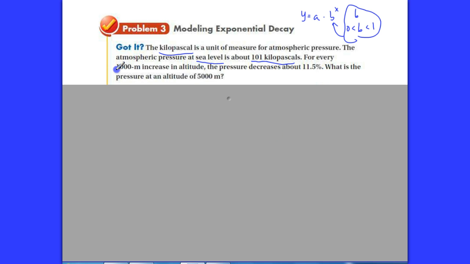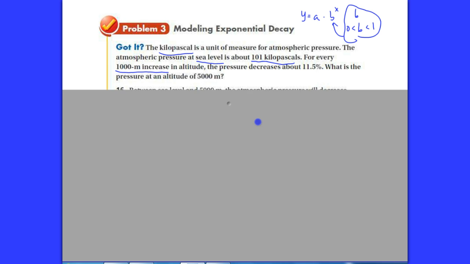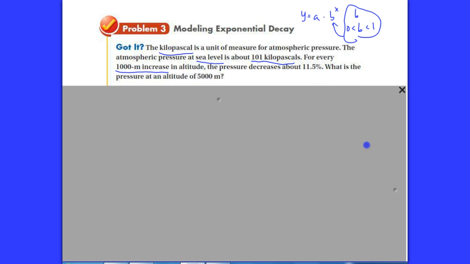So every time you increase 1,000 meters, a 1,000 meter increase in altitude means that the pressure decreases about 11.5%. Okay, I'm going to slide this over here, and if you jot this picture down, let's say that this is sea level right here, and that's 101 kilopascals.